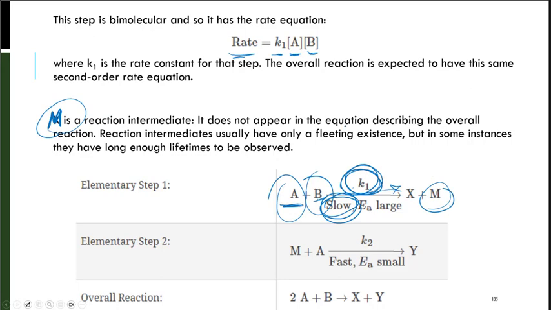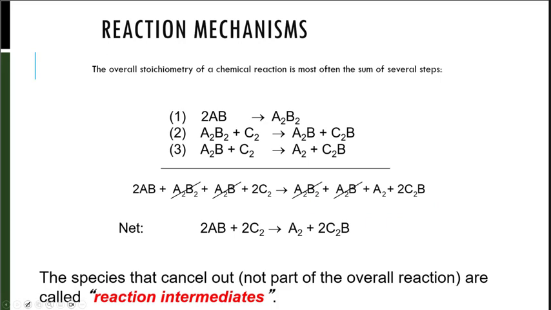It does not appear in the equation describing the overall reaction. They usually have only a fleeting existence, but in some instances have long enough lifetimes to be observed. Let's look at this pretend chemical reaction. Steps 1, 2, and 3. So there are 3 elementary steps. The species that cancel out are the reaction intermediates. In this case, we can see that A2B2 are reaction intermediates. A2B are reaction intermediates. And it looks like that is it.